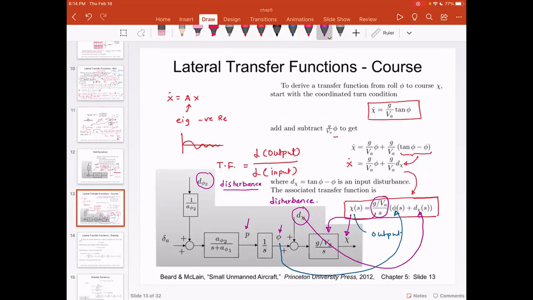Now, can someone tell me what type of transfer function this is? Is this an open loop transfer function or a closed loop transfer function? So the question here is: the lateral transfer function I just showed, which is the combination of roll dynamics and the course dynamics, is it an open loop or a closed loop transfer function? Correct. This is an open loop transfer function because there is no feedback. This feedback is not present.